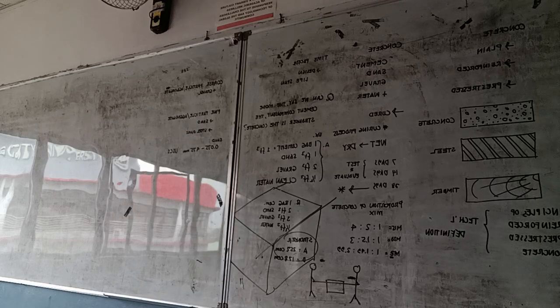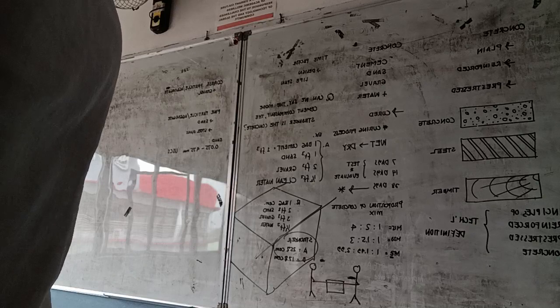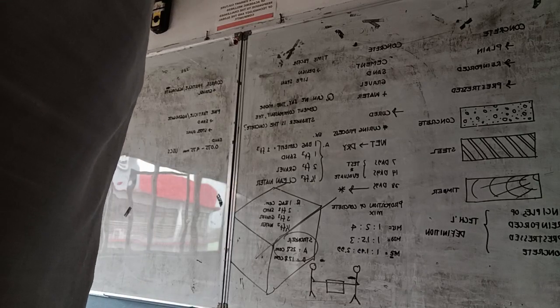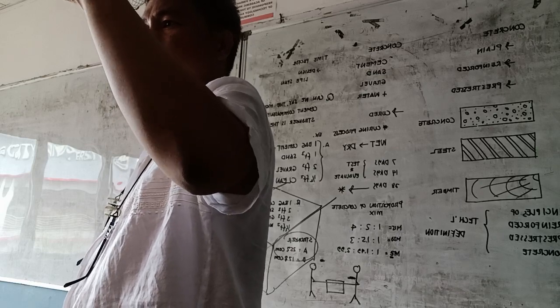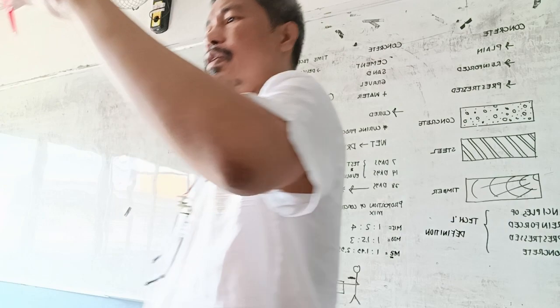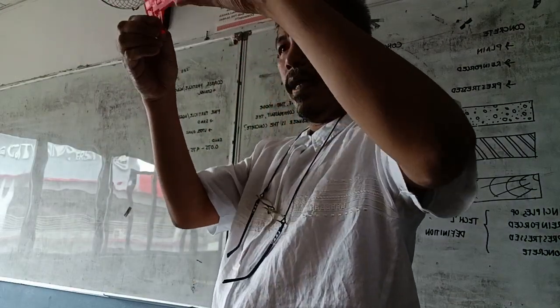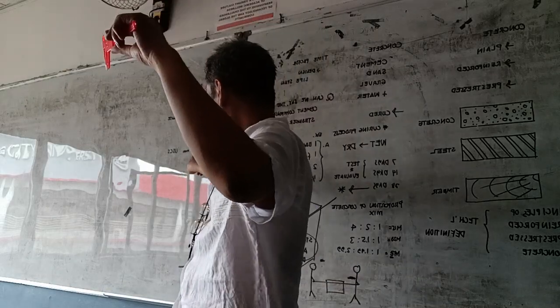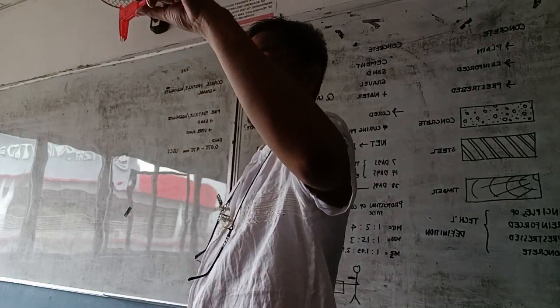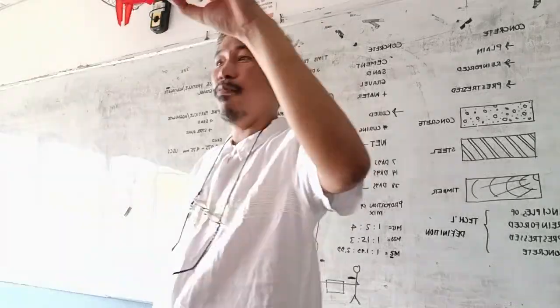4.75 is less than 5 mm. 5 mm is half of a centimeter. The space between these two is 4.75, less than 5. If I show you 5 mm, this is almost the same as 4.75, very near 5 mm. Okay, that is the distinct definition of sand.